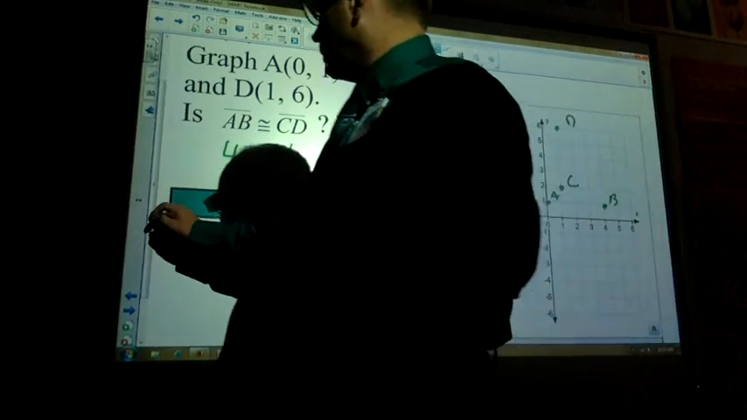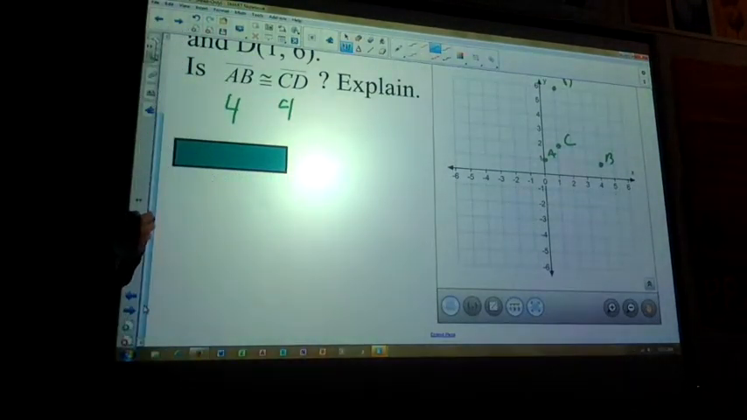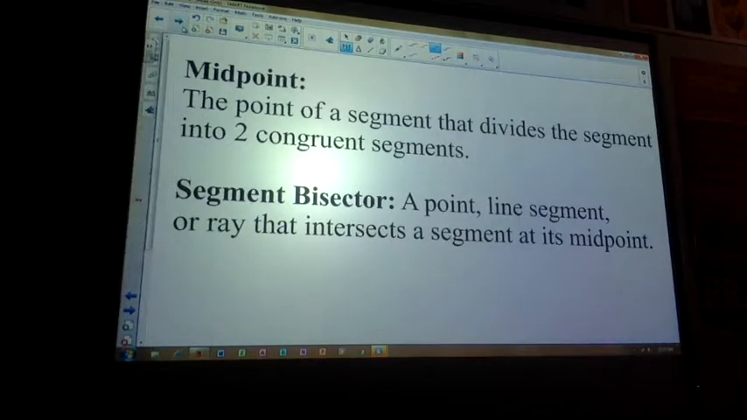And then if we do CD, I have 1, 2, and 1, 6, and then 1, 2, 3, 4. That's also a distance of 4. So AB has got to be congruent to CD because it's the same length. I mean, we found they're both a distance of 4, and I'm just using either the distance formula or just counting because they're just falling into a straight line. We okay?